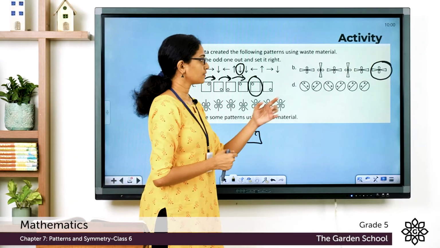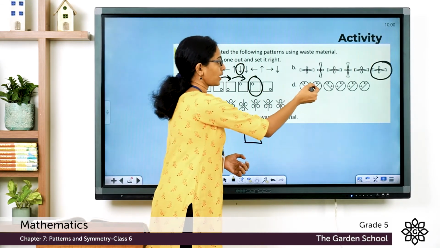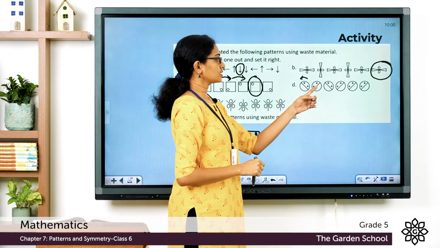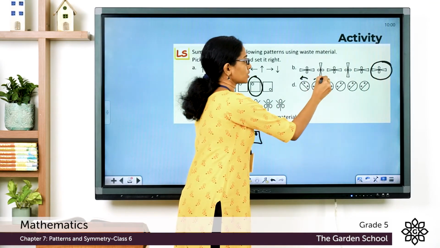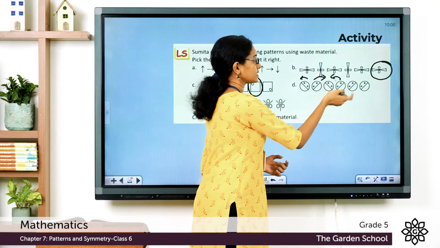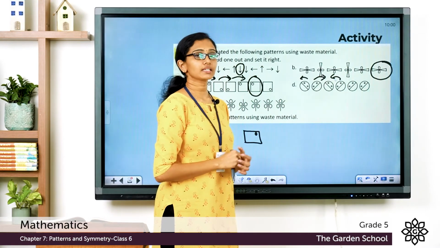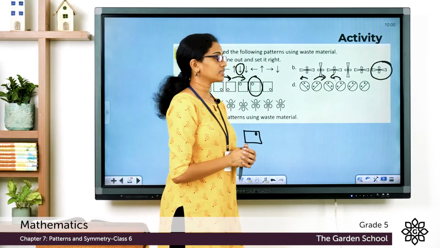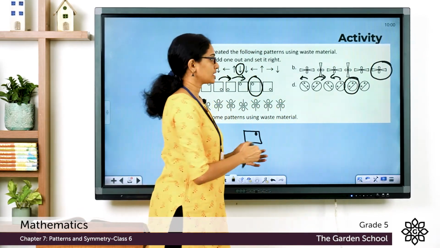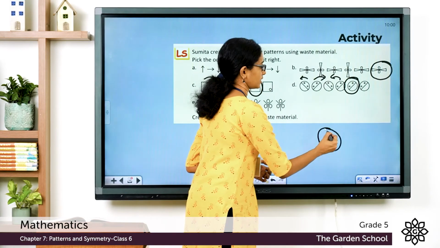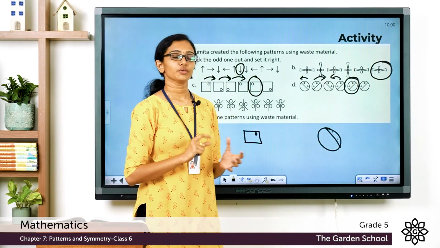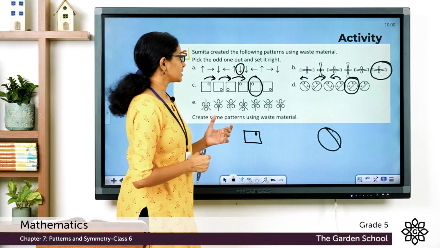Observe the pattern. The first image is turned anti-clockwise like this. Again the second image is turned clockwise like this, and anti-clockwise like this, and it seems that the next image is not properly turned or rotated. So this is the odd one in the pattern, and how should it look? It should look something like this. Now you can draw neatly in your notebook. Let's move on to the next one.